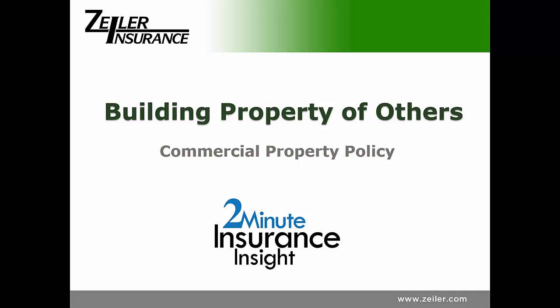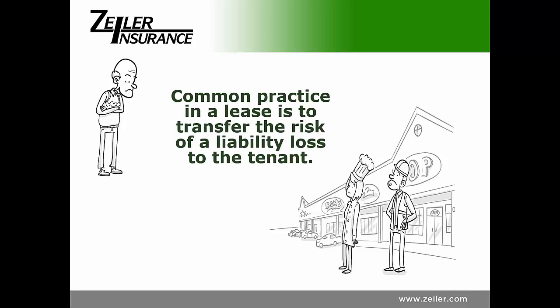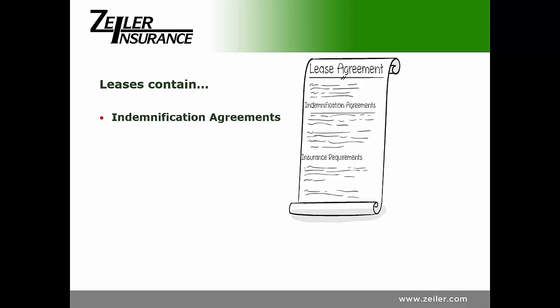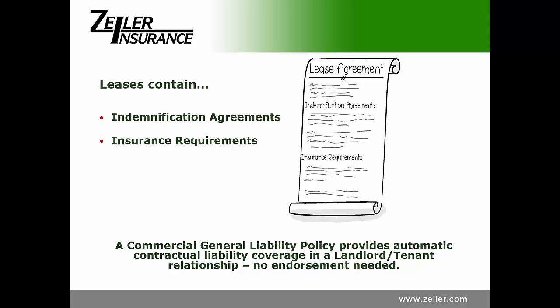This topic is on building property of others coverage. It has been common practice for landlords to transfer the risk of a potential liability loss to their tenants. Leases contain indemnification agreements and stipulate insurance requirements to back up the financial impact of these transfers. A standard liability insurance policy will automatically provide for this contractual liability coverage in a landlord-tenant relationship. No special endorsement is needed.